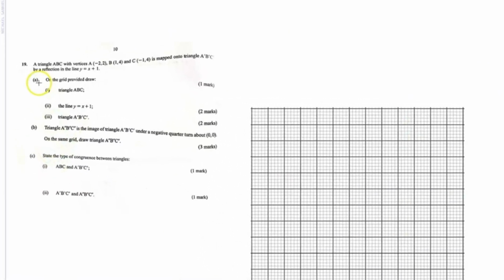So for question 19, a triangle ABC with vertices A (-2, 2), B (1, 4), and C (-1, 4) is mapped onto triangle A prime, B prime, C prime by a reflection in the line y is equal to x plus 1. So on the grid provided, we need to draw triangle ABC. Then we also draw the line y is equal to x plus 1. And then triangle A prime, B prime, C prime.